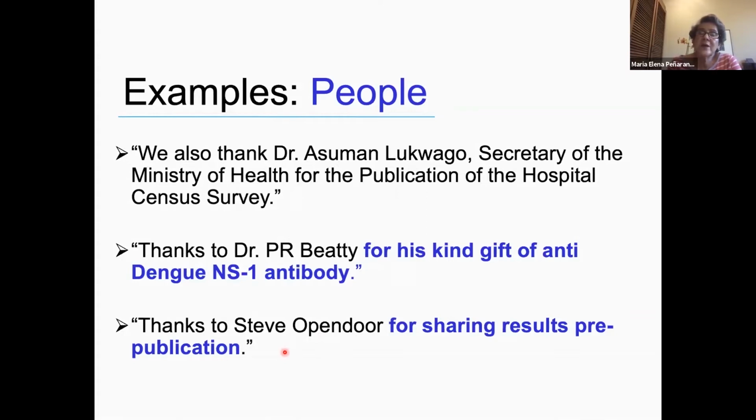But when you talk about these results, either in the results section or the discussion, you have to say, with permission from Dr. Steve Oppendorf, unpublished data. Instead of a reference, you say unpublished data by who.